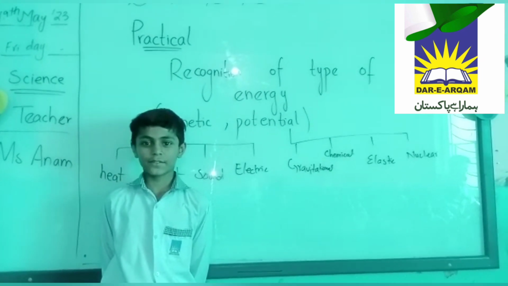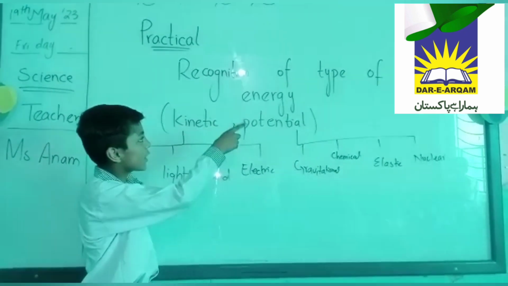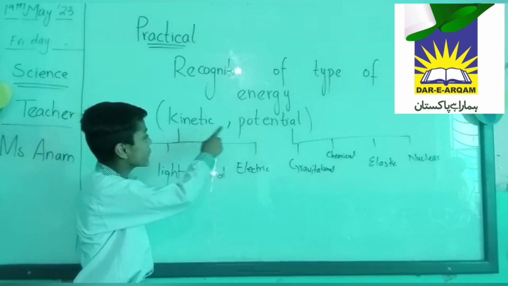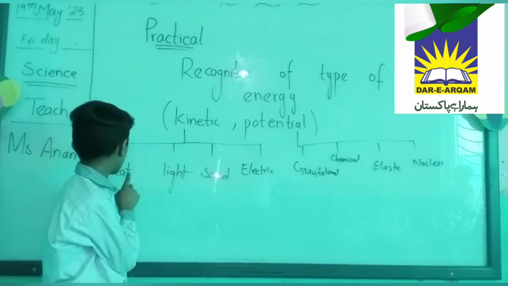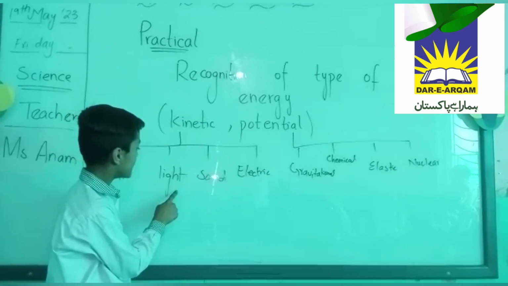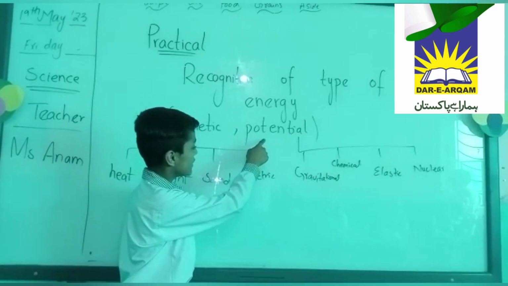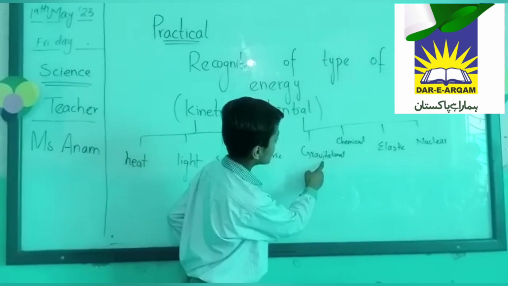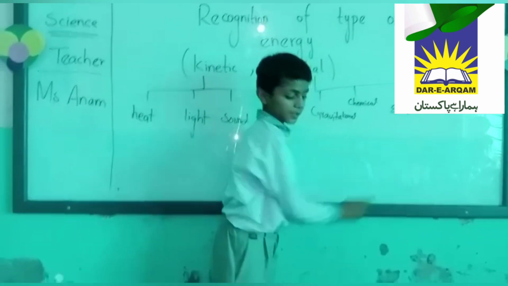I start with the practical on recognition of types of energy. There are two types of energy: kinetic and potential energy. Kinetic energy has four types: heat energy, light energy, sound energy, electric energy. And potential energy has four types: gravitational energy, chemical energy, elastic energy, nuclear energy.